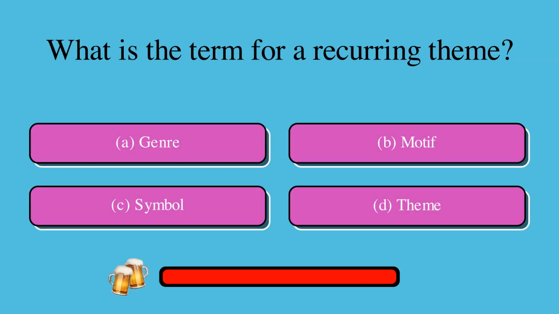What is the term for a recurring theme? Is it A, genre, B, motif, C, symbol, or D, theme? The correct answer is B, motif.